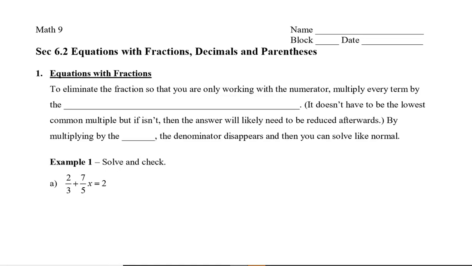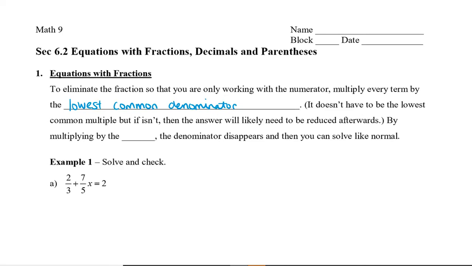Now, to eliminate the fractions so that you're only working with a numerator, you want to multiply every term by the lowest common denominator. Now, the reason you want to do this is so that you don't have a fraction anymore, so that it's easier to work with the equation.